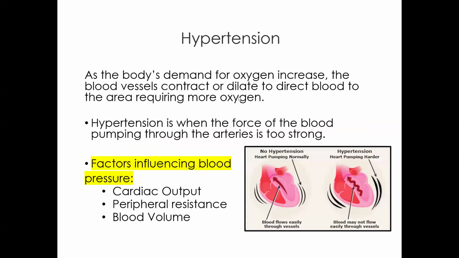As the body's demand for oxygen increases, the blood vessels contract or dilate to direct blood to the area that's requiring more oxygen. So that's why in fight or flight, blood is directed to your legs and arms, your extremities, so that you can sort of run. And it's sort of restricted a little bit in areas where you don't need as much blood.